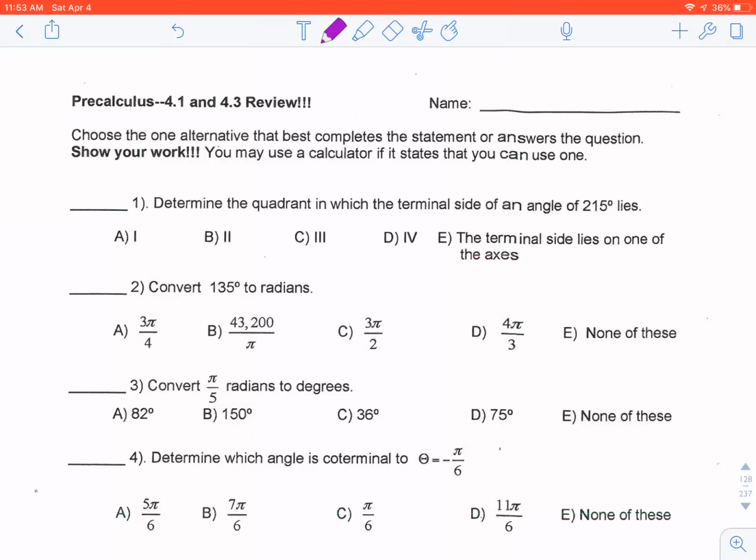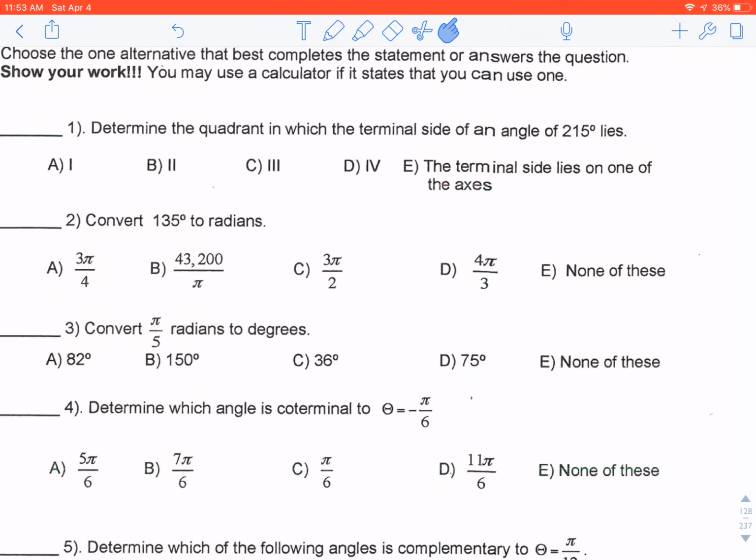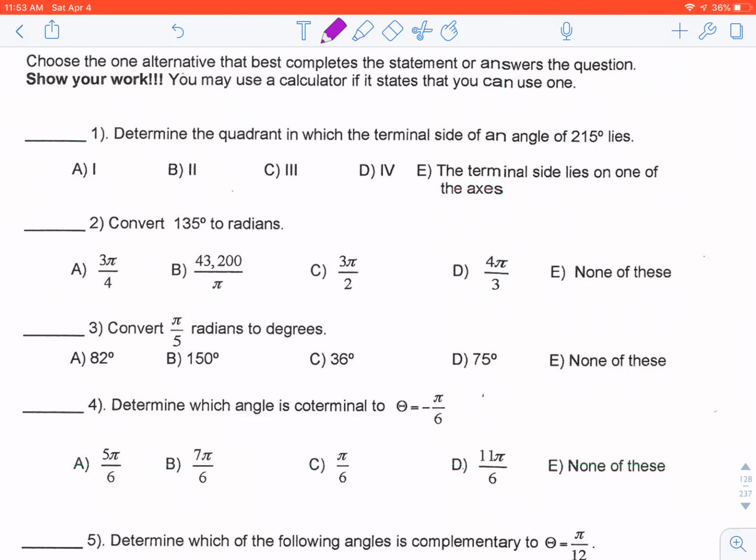Okay, so number 1 on 22C, determine the quadrant in which the terminal side of an angle of 215 degrees lies. So I would just do a quick sketch to remind yourself where this is. I know we've gone over this a lot. 0 degrees, 90 degrees, 180 degrees, 270 degrees. So it's going to be a little bit past 180. Let me draw our angle here. Okay, so all they want to know is what quadrant that's in. That is quadrant 3. Number 1 is C.